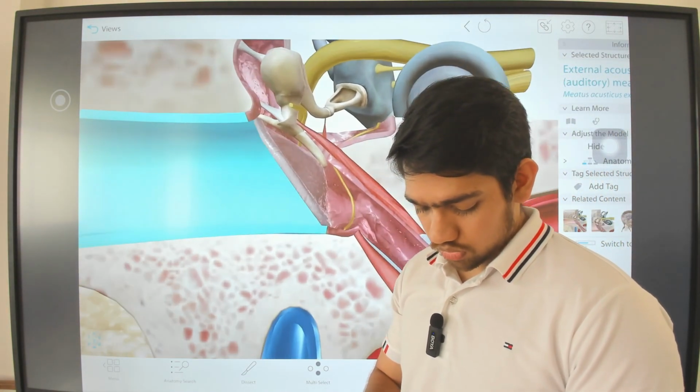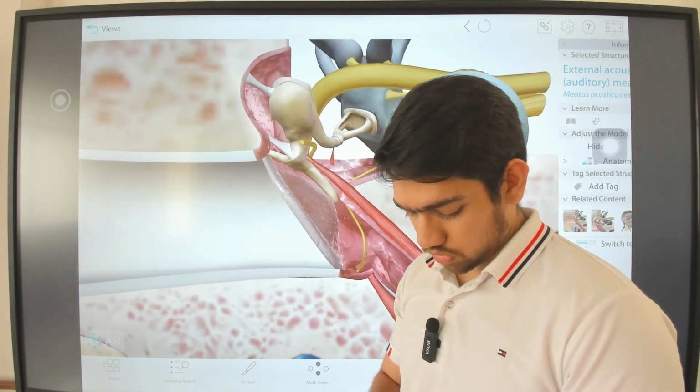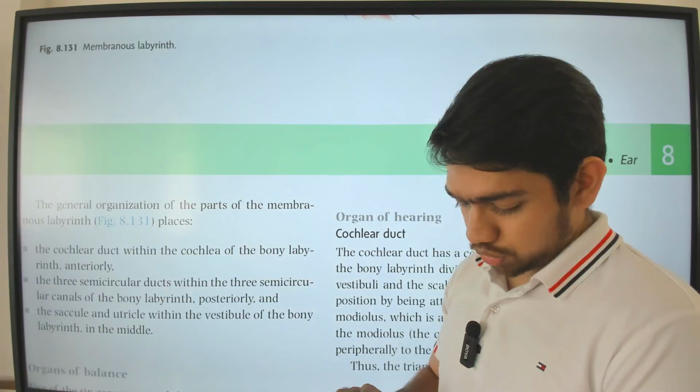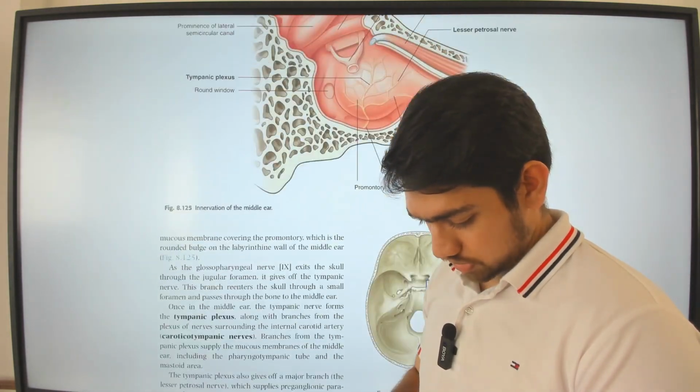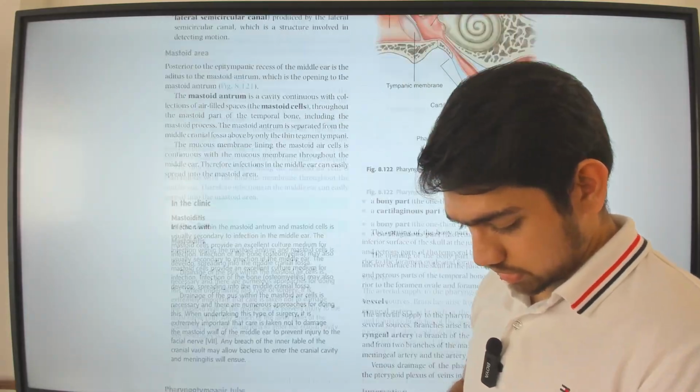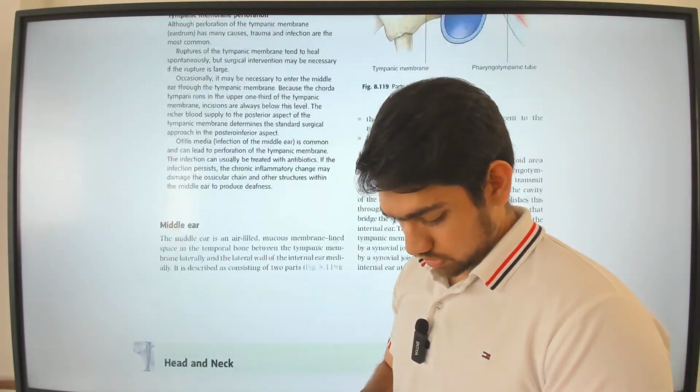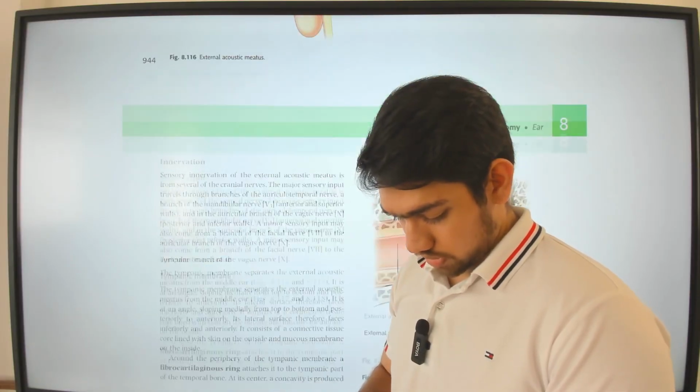Then we come to what we call the middle ear. To show you the middle ear, I will use this diagram, because I want you to have first an overall idea.